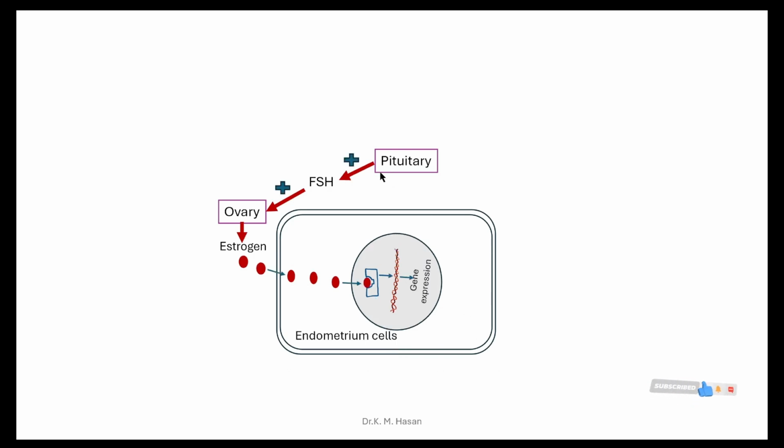So the pituitary gland stimulates the release of FSH. FSH stimulates the ovary, and the ovary releases estrogen. The estrogen will enter the cell membrane, arrive at the cytosol, then enter the nucleus, binding to the nuclear receptor, and this will lead to gene expression.